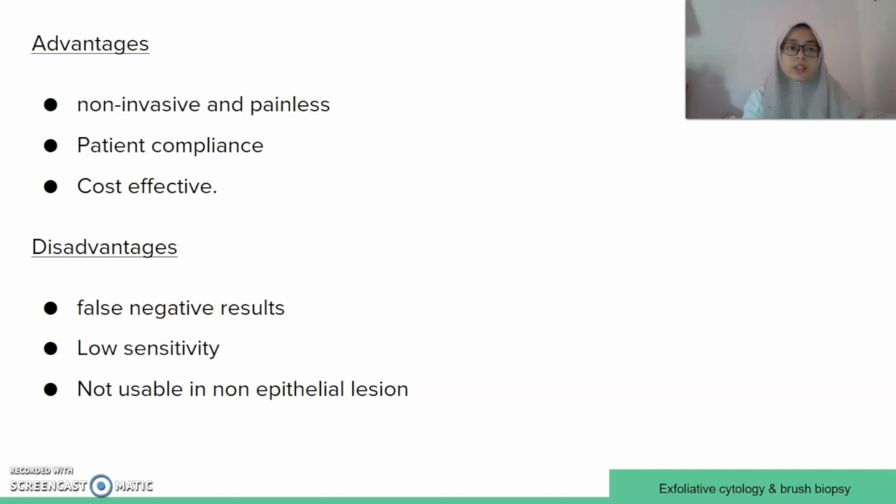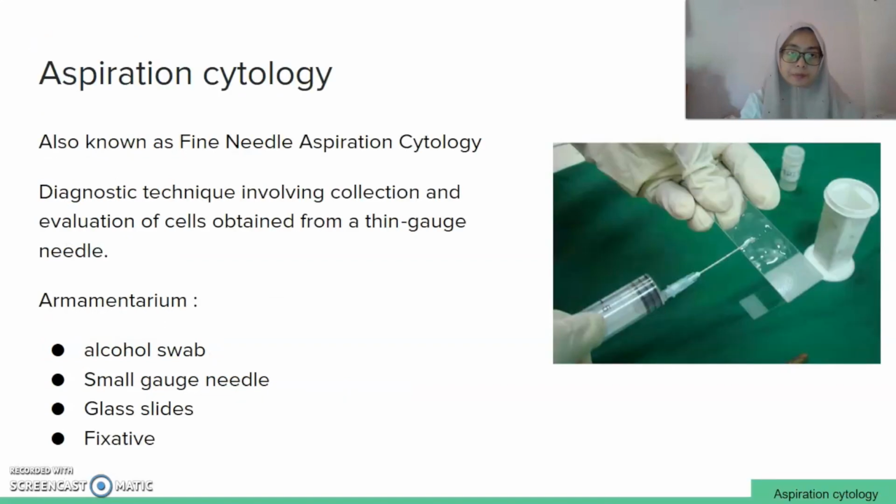The advantages of exfoliative cytology and brush biopsy are that it is non-invasive and painless, it does not require much patient compliance, and it is cost-effective. However, there are also disadvantages, which are false negative results. It has low sensitivity and it is not usable in non-epithelial lesions. It is only used in epithelial lesions.